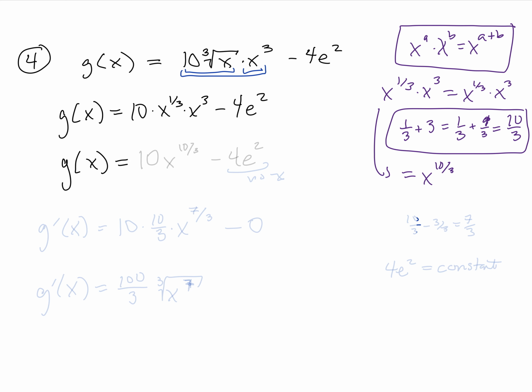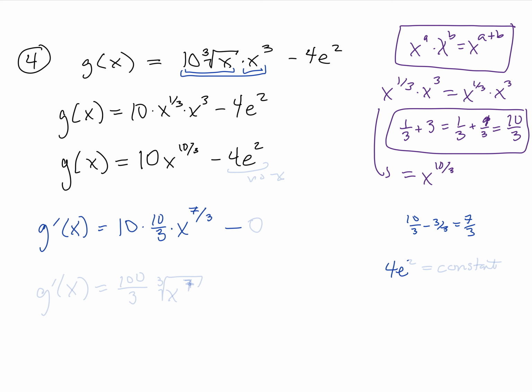We have not taken the derivative yet, so this is 10x to the 10/3 minus 4e squared. All right, so now we're actually ready to take the derivative. So g prime of x is equal to, by the constant multiple rule, 10 times the derivative of x to the 10/3. Using the power rule, we bring down the exponent and multiply by x to the 10/3 minus 1. That's 10/3 minus 3/3, that's 7/3. So x to the 7/3, minus the derivative of 4e squared.